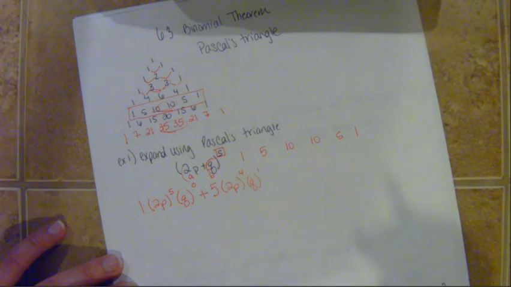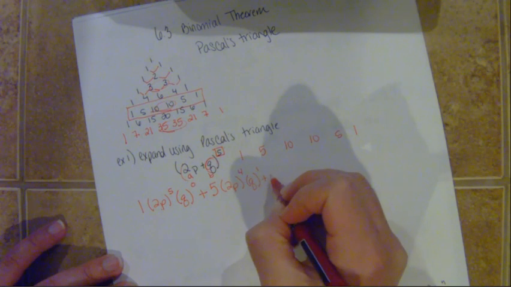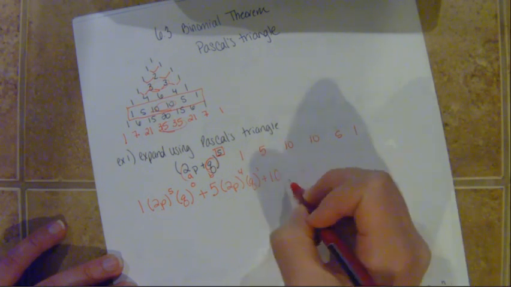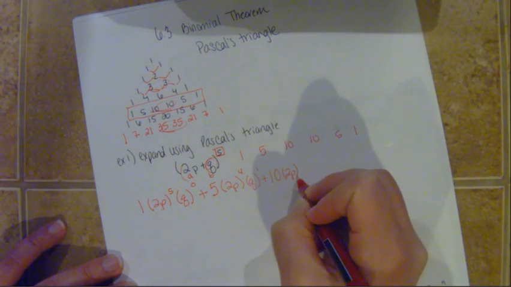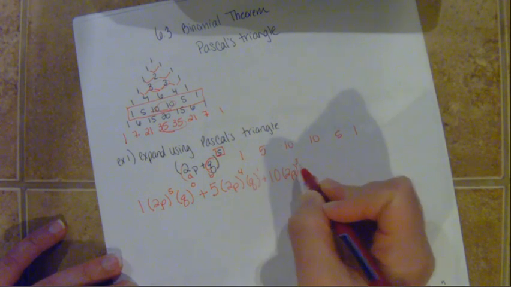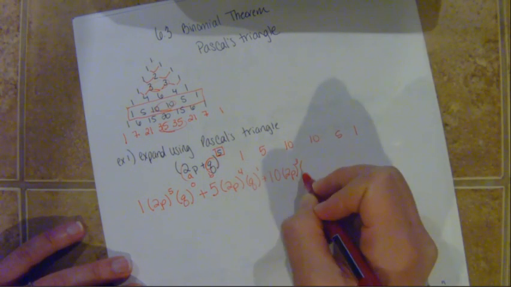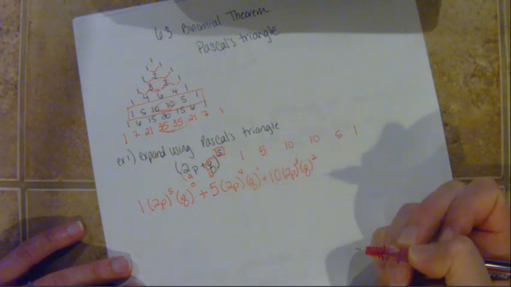Then I'm going to keep going and say, okay, my next term is 10. So plus 10. And then I'm going to take this 2p, and this 4 is now going to drop down to a 3. And this q is going to go up to a squared.